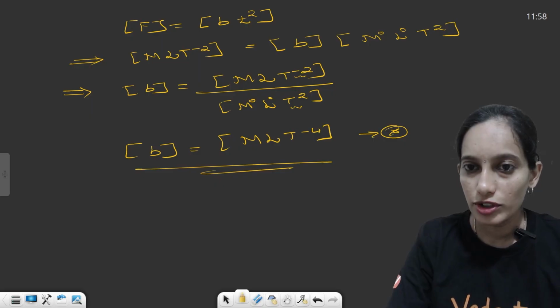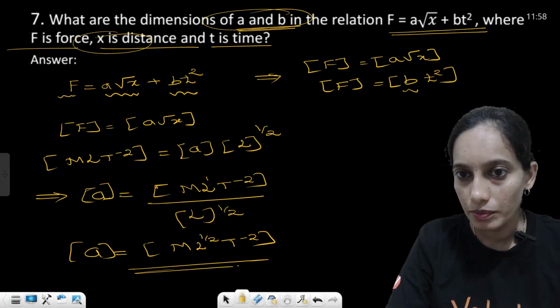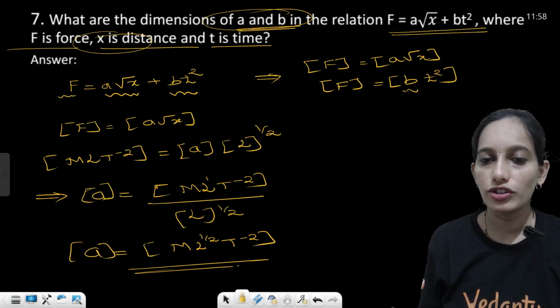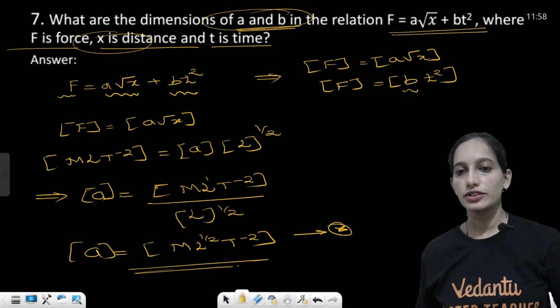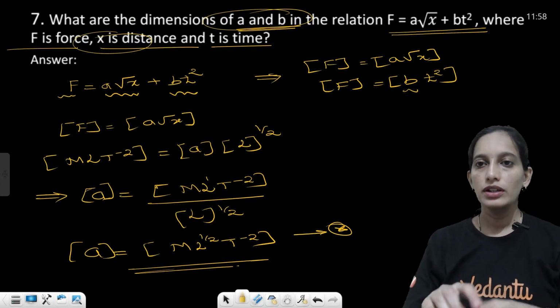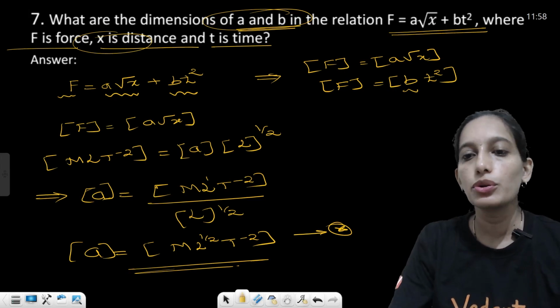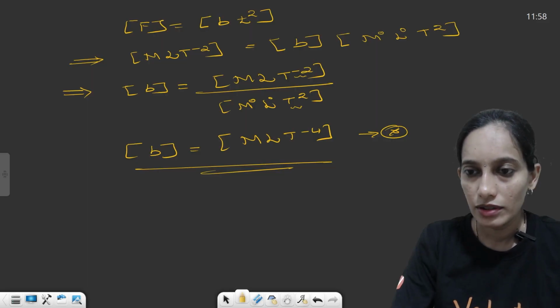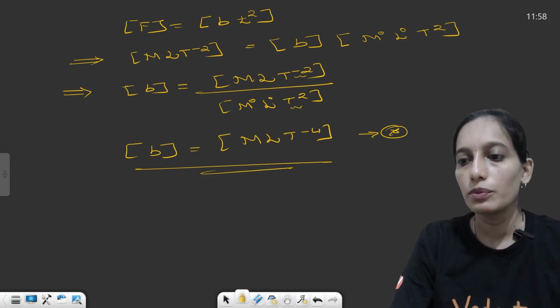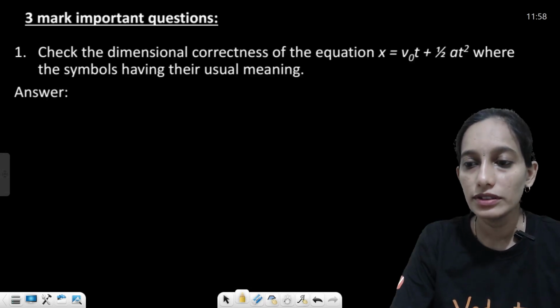So the dimension of B is M L T raised to minus 4, whereas the dimension of A is M L raised to half T raised to minus 2. This can also be asked for 2 marks or sometimes for 3 marks as well. Now we'll move ahead to the 3 mark question.